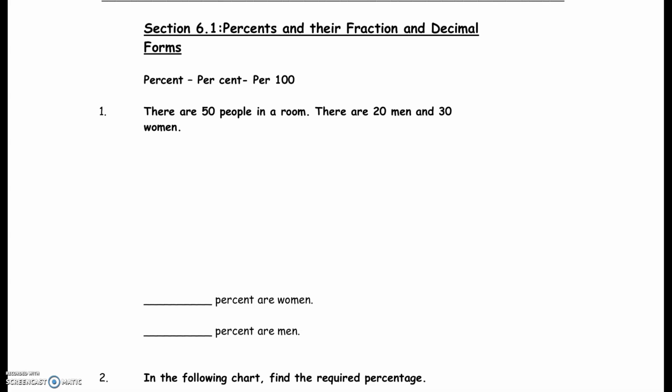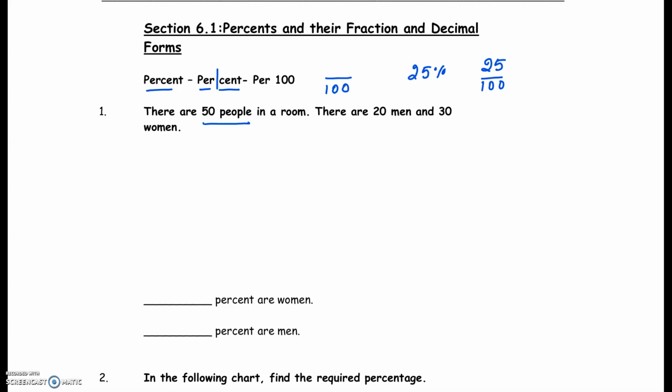So chapter 6 is a study of percents, and we're going to learn the meaning of percent and also solve problems related to percent. So the word percent, if you break it down, would be per 100. So if I say 25%, that is the same as saying 25 parts out of 100. So it is equivalent to a fraction, 25 over 100.